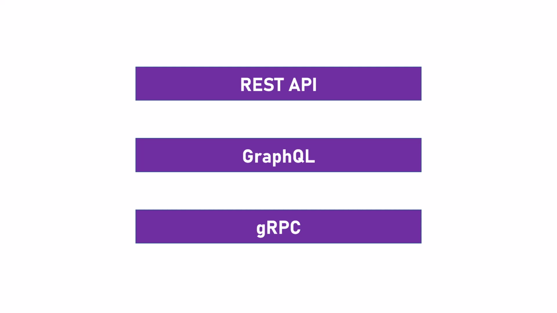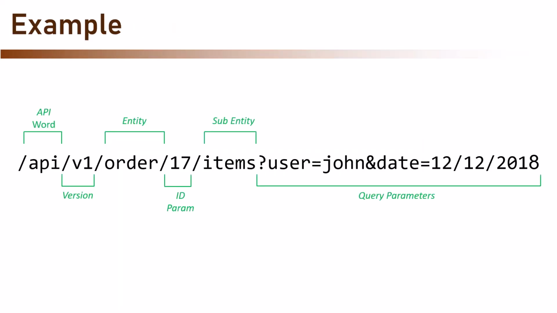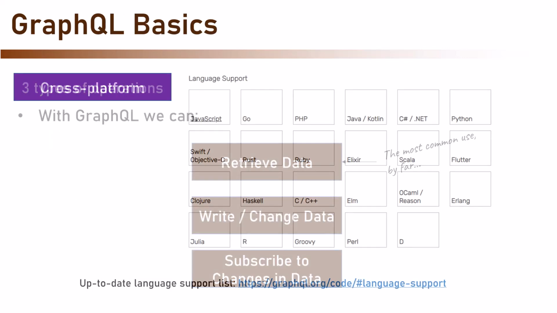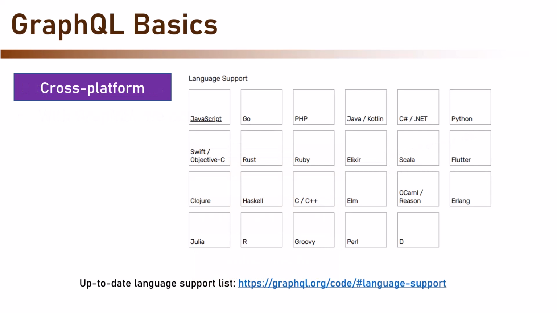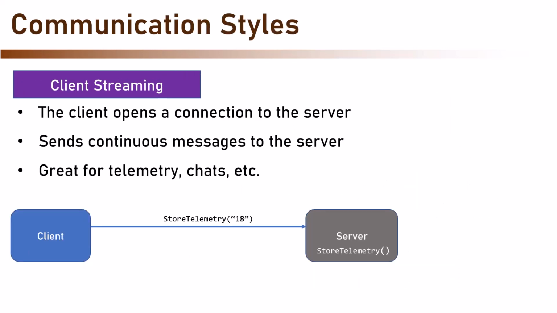In this course, we are going to first go through the basic concepts of each web API. For example, the request format in REST API and also the URL structure, the basic operations and cross-platform support of GraphQL, and the underlying protocol and communication styles of gRPC, and of course, much more.